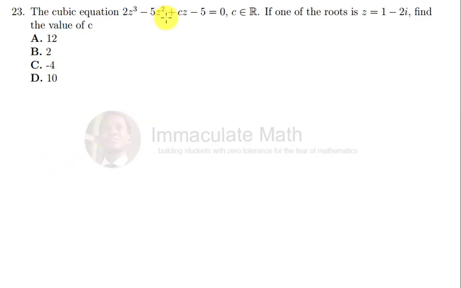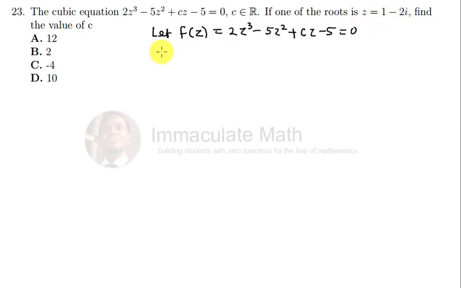They said the cubic equation 2z cubed minus 5z squared plus cz minus 5 equals 0, where c belongs to R. If one of the roots of the equation is 1 minus 2i, they want us to find the value of c. So if we let f of z be equal to 2z cubed minus 5z squared plus cz minus 5 equals 0, they tell us that z equals 1 minus 2i is one of its roots.